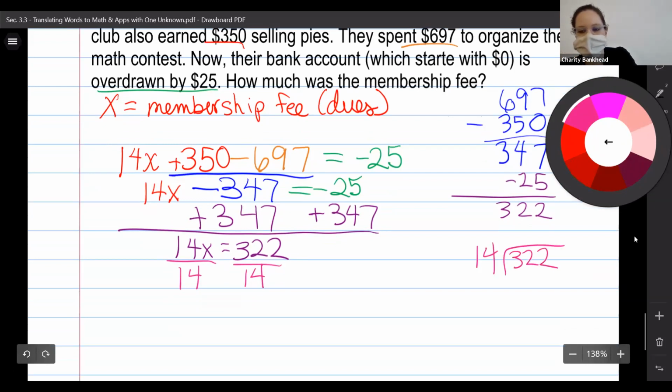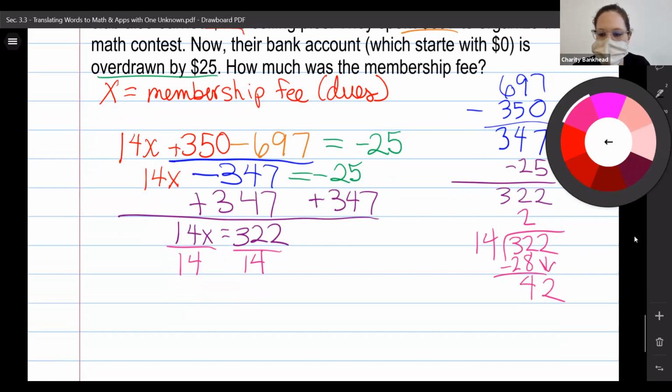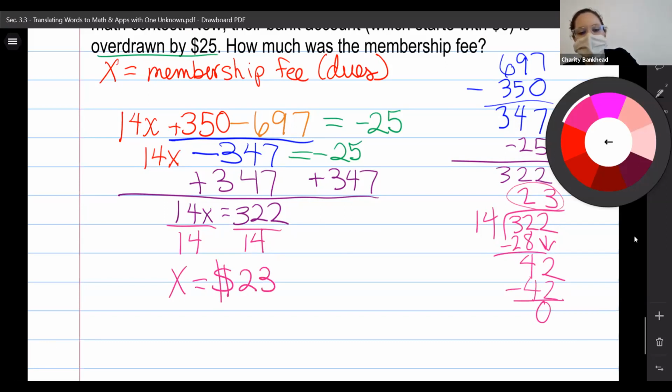So 14 would go into 32 two times. 2 times 14 is 28. 32 minus 28 is 4. Bring down the 2. And then 14 would go into 42, I think that would be 3 times. 3 times 14 would be 42. All right, so that gives me x equals 23. So $23 was the fee that each member of the math club had to pay.